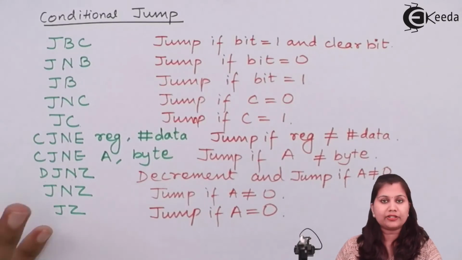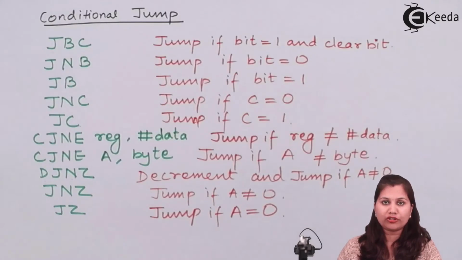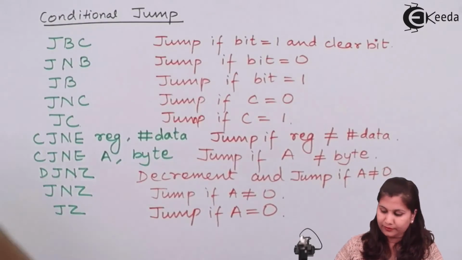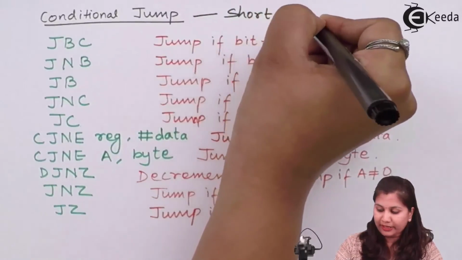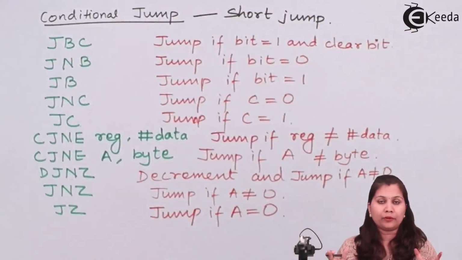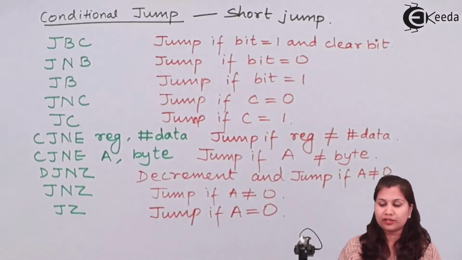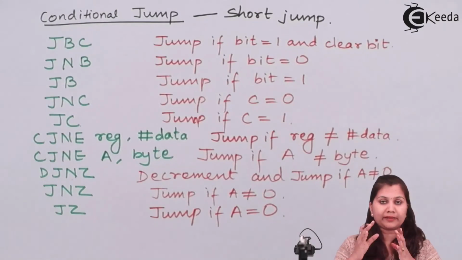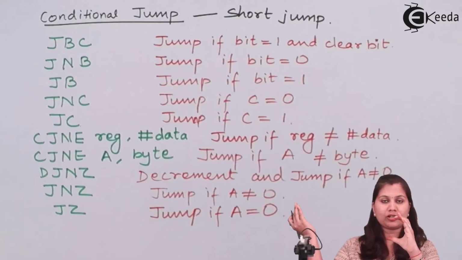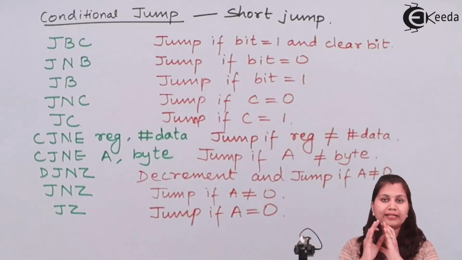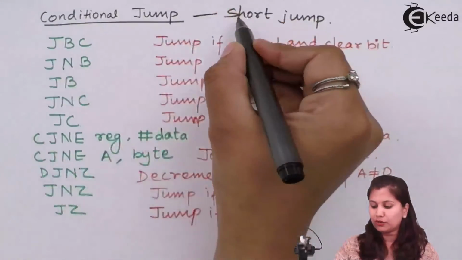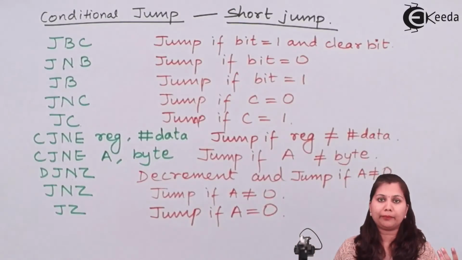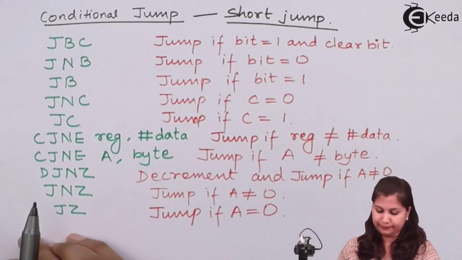Now all these conditional jumps are a type of short jumps. Means the range in which the program execution can change is 256 bytes. Means ahead of the jump instruction we can use 127 bytes, and back to it we can use 128 bytes. So total 256 bytes we can use. So all the conditional jumps are a type of short jump instructions.